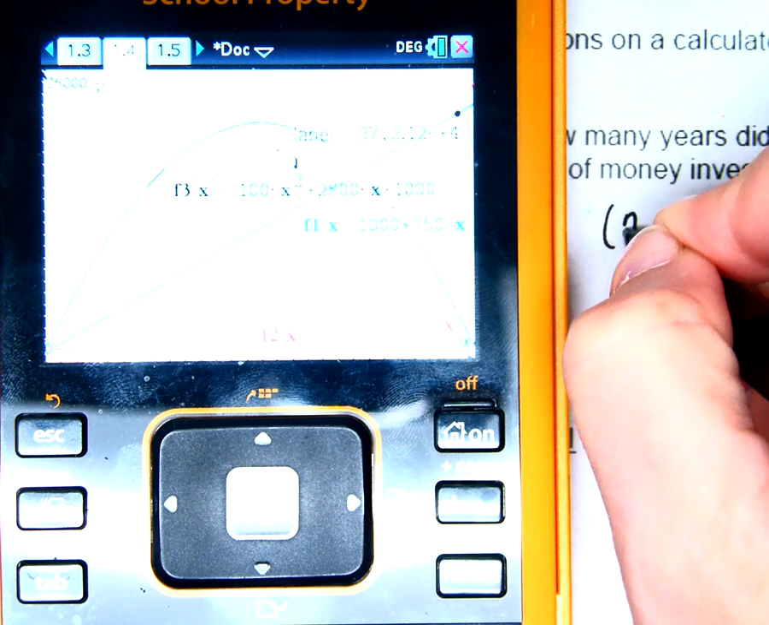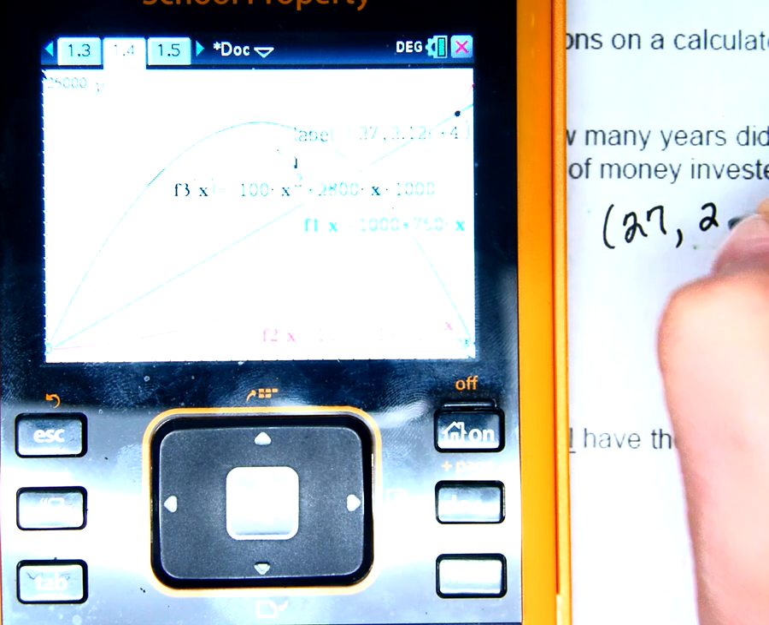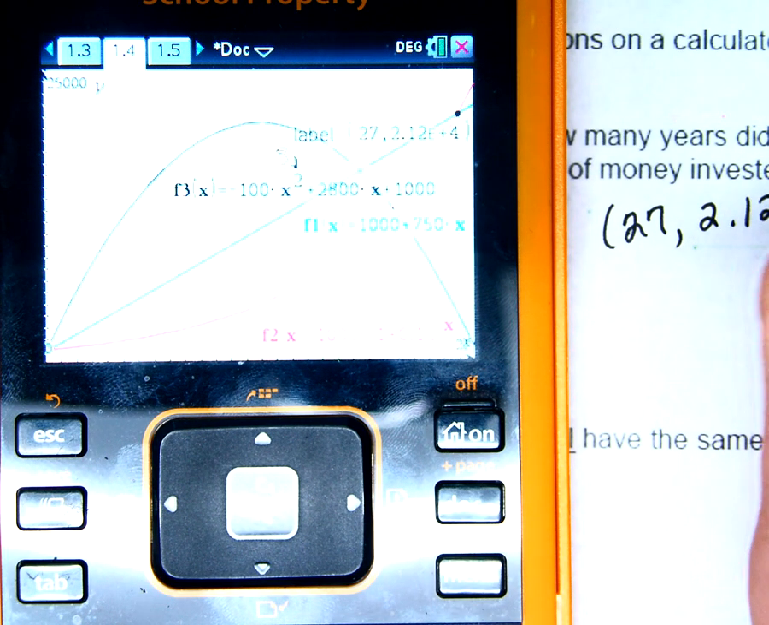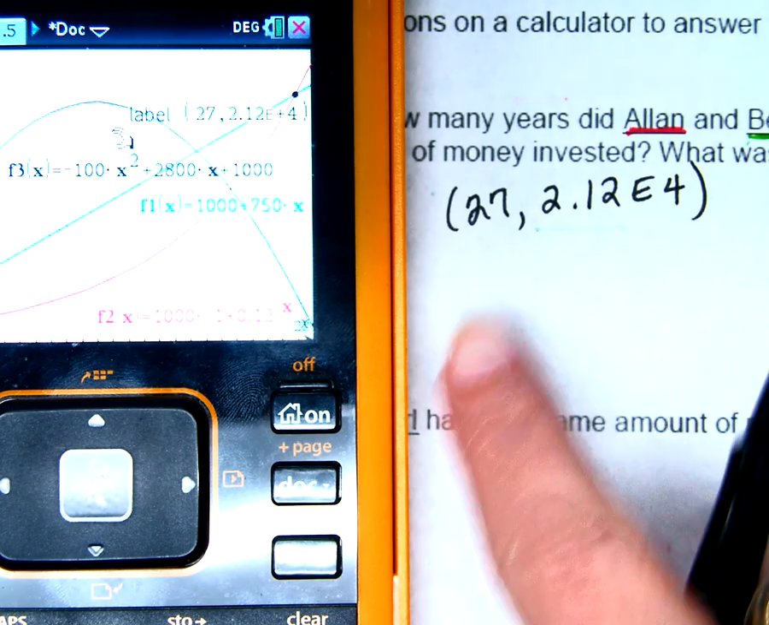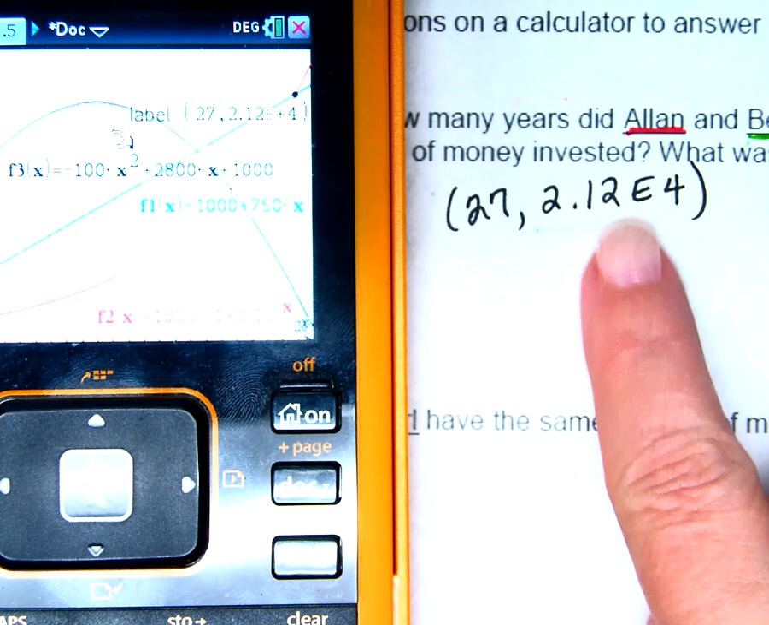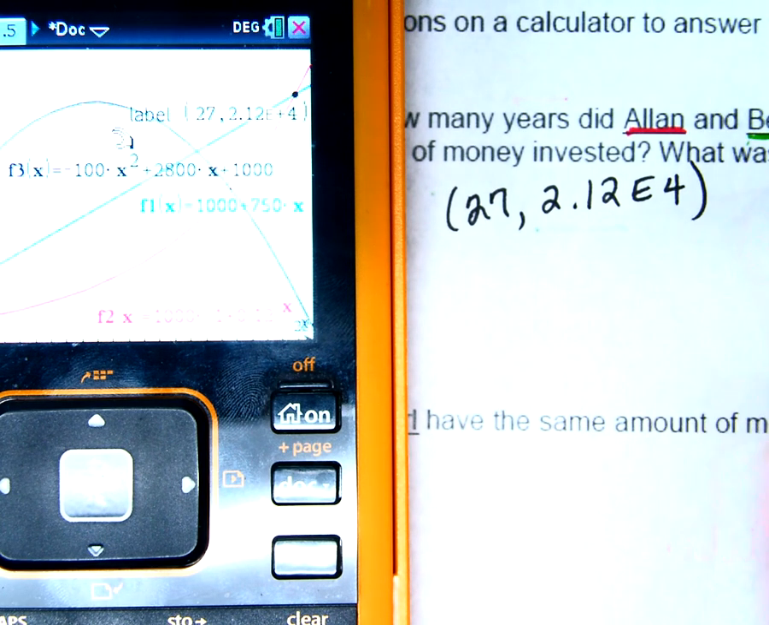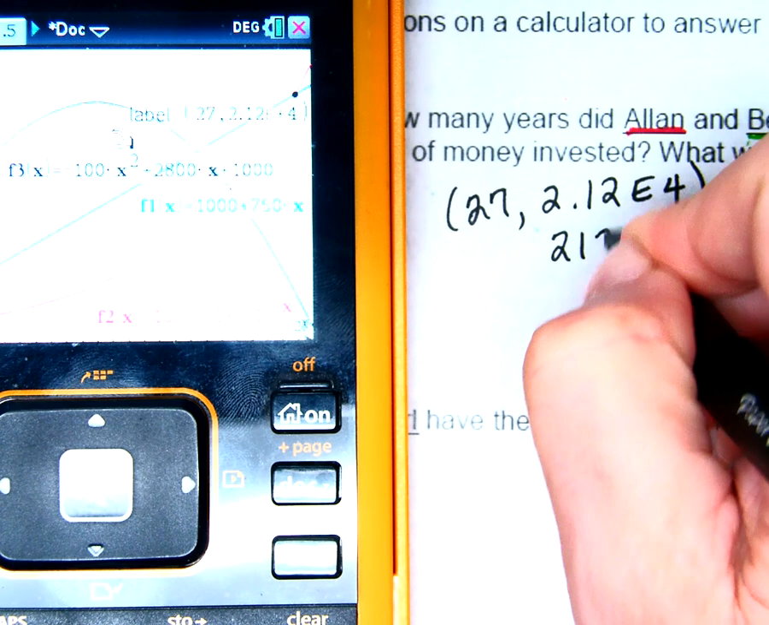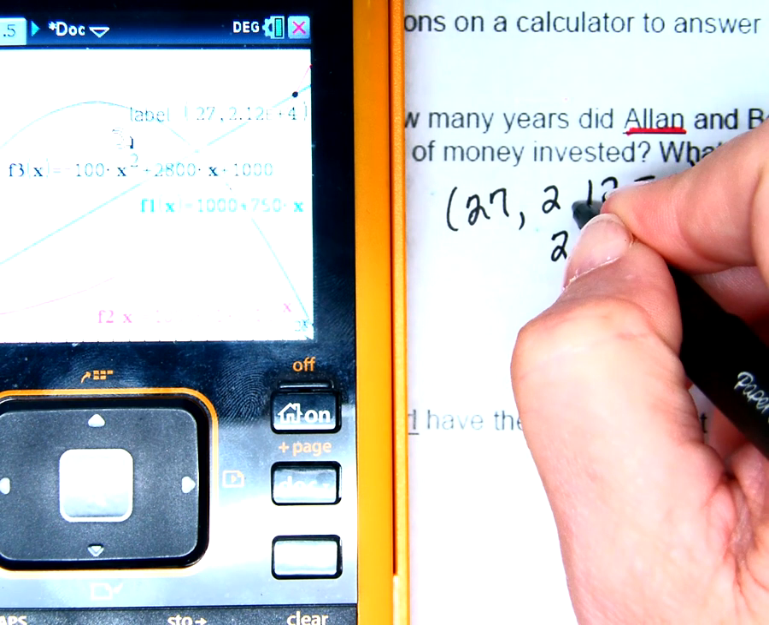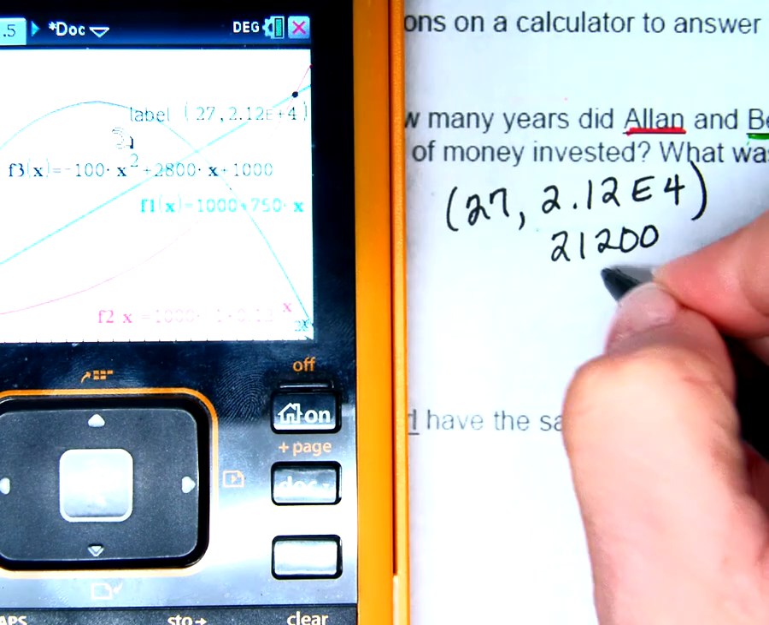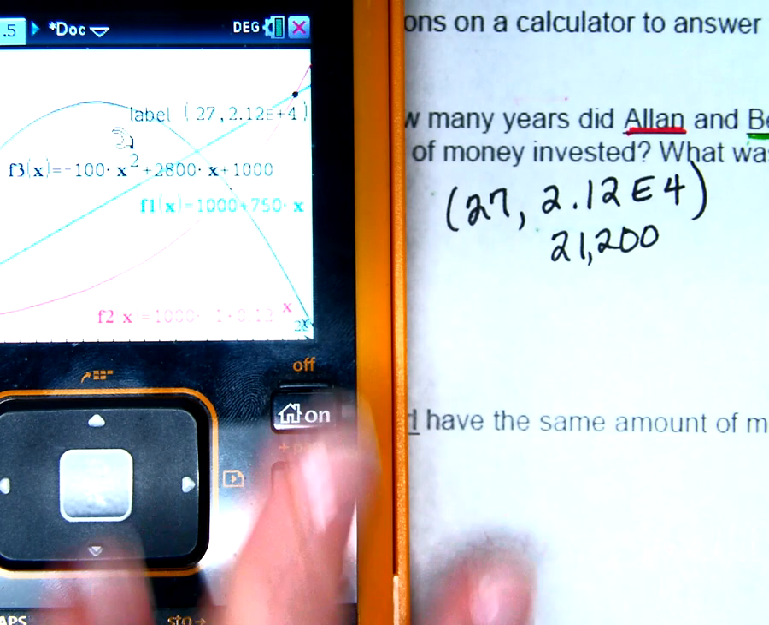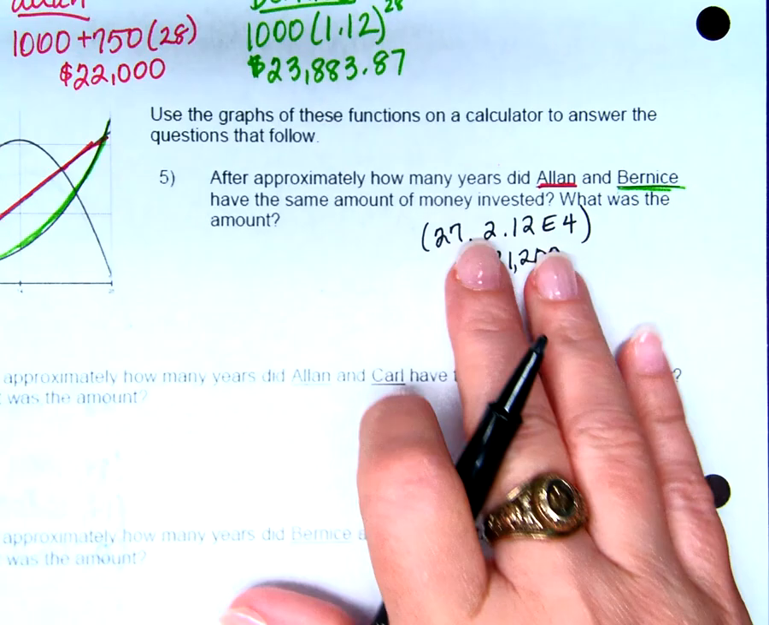So my graph says 27, 2.12E4. So let's make sure we can understand that. What does that mean? Times 10 to the 4th, so I need to move this decimal place 1, 2, 3, 4. So that's the number it means, right? So that's the point of intersection.